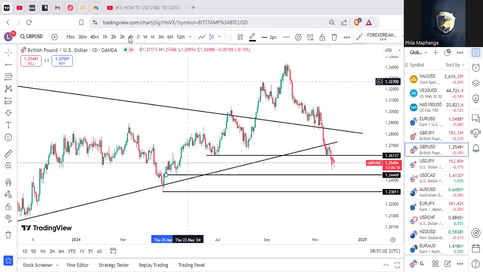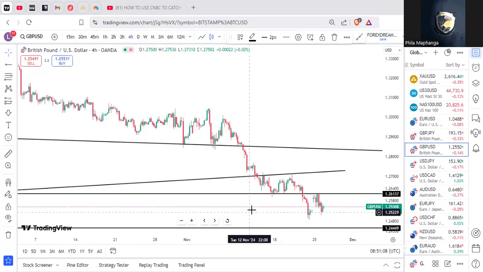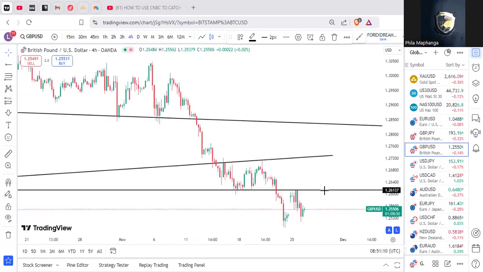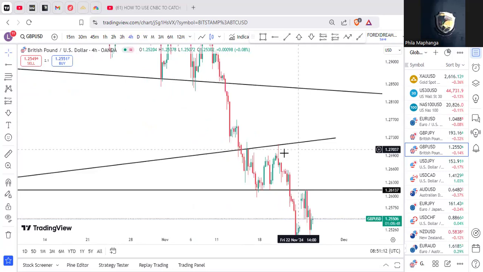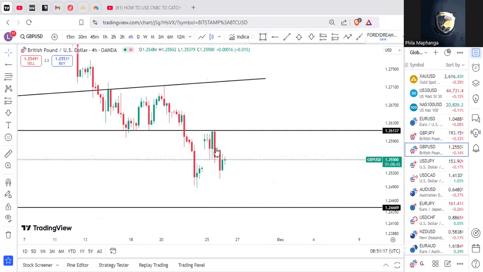Let's go to 4-hour time frame and see what is actually happening on 4-hour time frame. On 4-hour time frame, we have a continuation of a trend. Where is the continuation of the trend? Can you see? Here's the continuation of the trend.